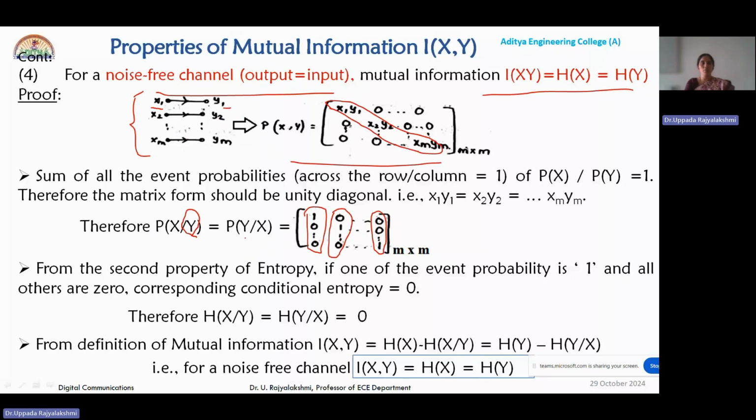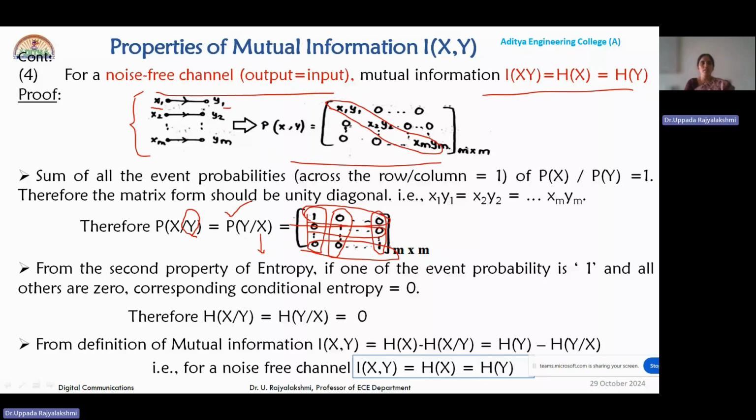Similarly, a matrix is said to be P of x by y when the sum of all the elements along the row is 1. So if you consider the first row, the sum is 1. Similarly, the second row sum is 1. Like that, the last row sum is 1. So you can also define this as P of x by y.